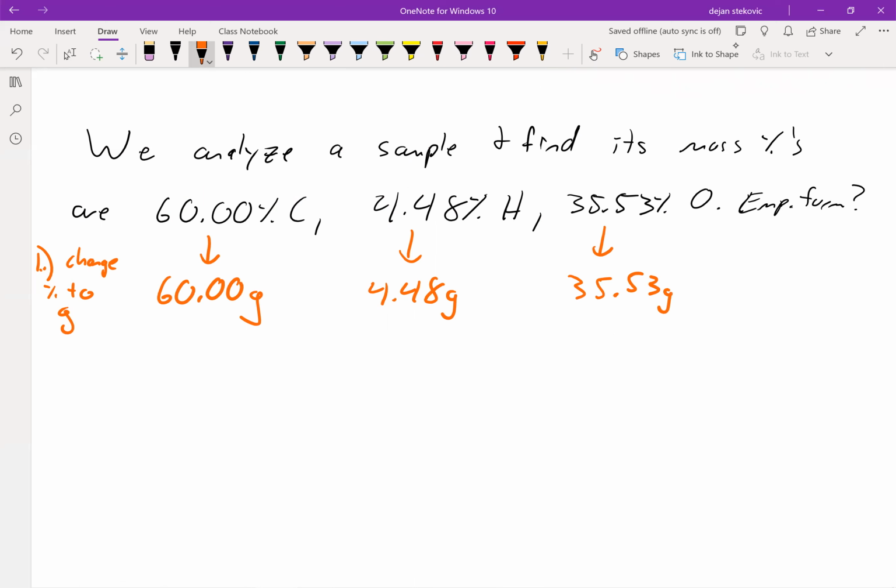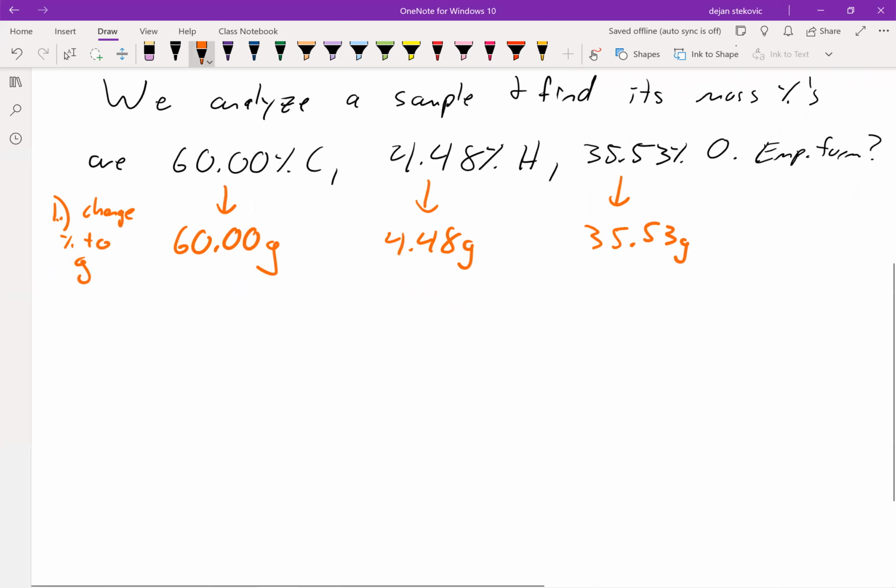The reason we can do this is that percentages are just ratios. And so percentages are a ratio out of 100%. So we just assume that we have 100 grams of sample. But it doesn't really matter too much.